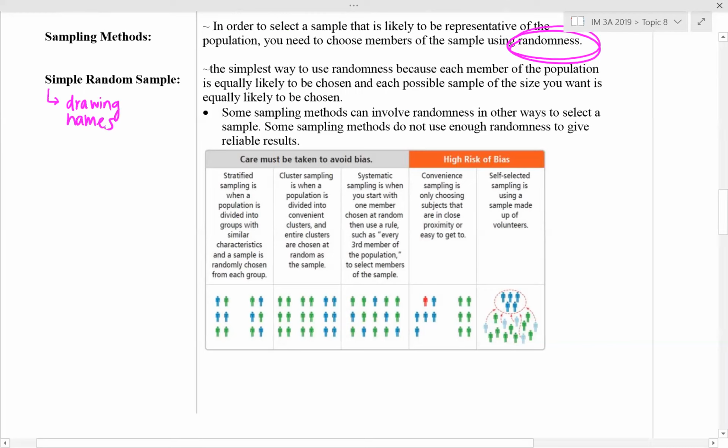So I have everybody's name in the population, and I just draw the names, right? So that's a simple random sample, okay? And that's the most basic kind of sample, and it's the simplest way, again, to make it random. So then some other sampling methods that involve randomness are listed below.